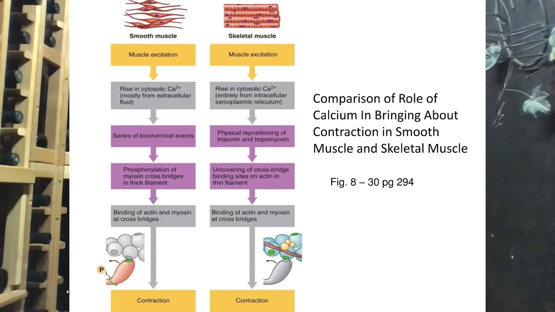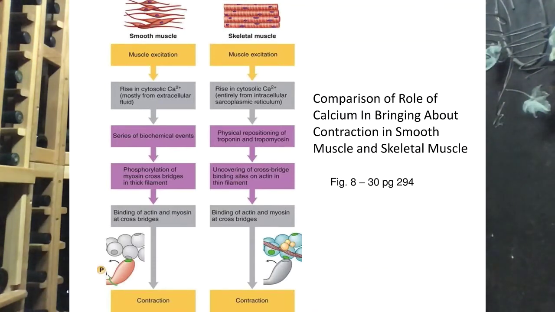Okay, what's also important for both is that calcium needs to come in there to start this process. However, where calcium comes from is different. So in smooth muscle, calcium comes from mainly the extracellular fluid. In skeletal muscle, it all comes from the SR.